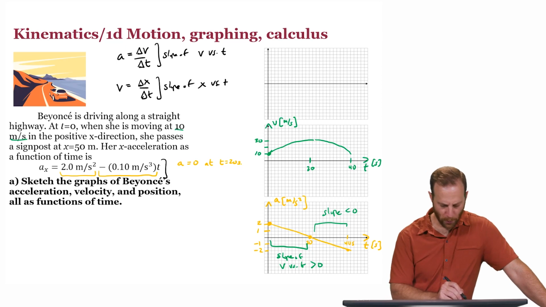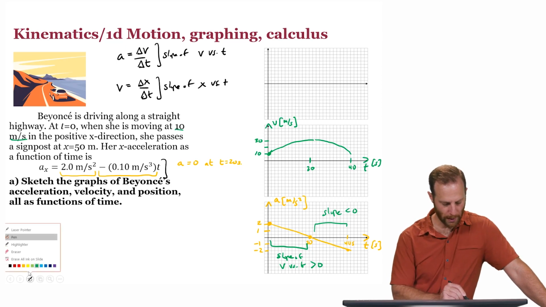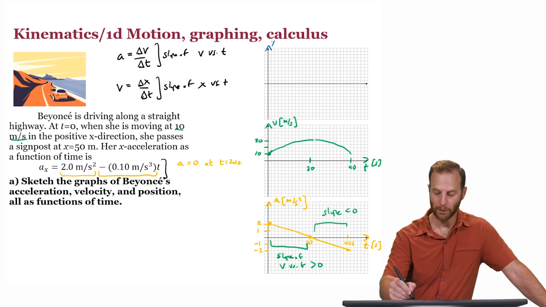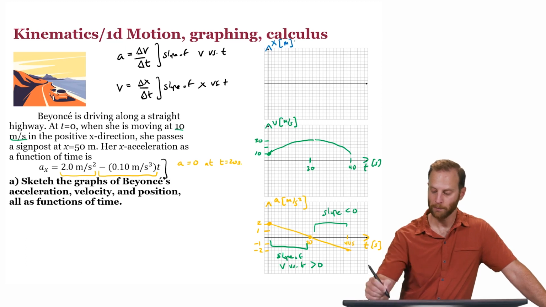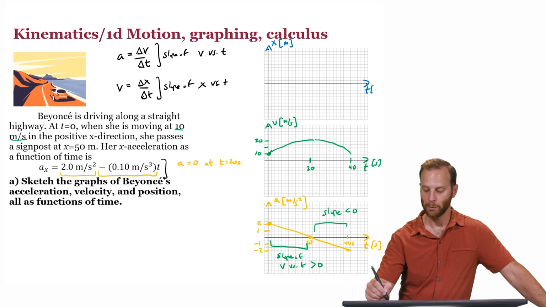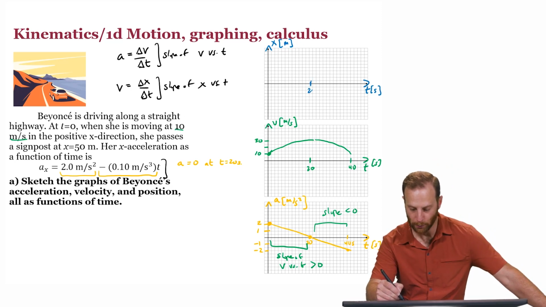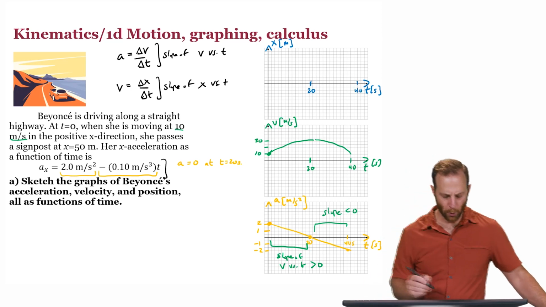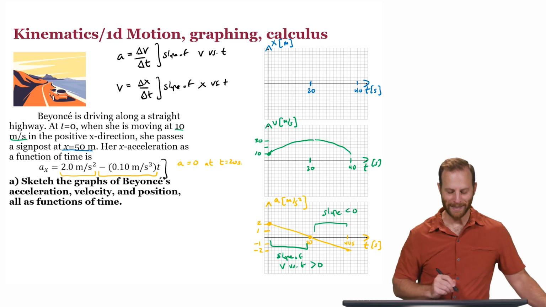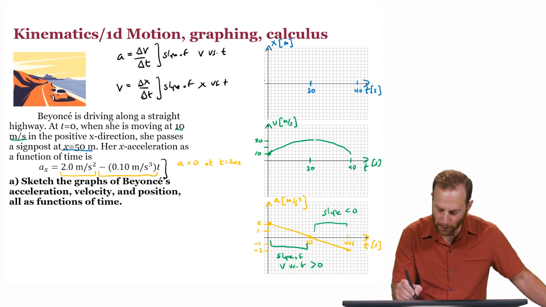Okay, once we have acceleration and velocity, we can now figure out what the position is going to look like as a function of time. Here's x in units of meters. On this horizontal axis, we've got time in seconds. Let's again mark the special time of 20 seconds. And we can mark 40 seconds as well. We're told that at t equals 0, the position is 50 meters. Let's put that down over here, 50 meters.